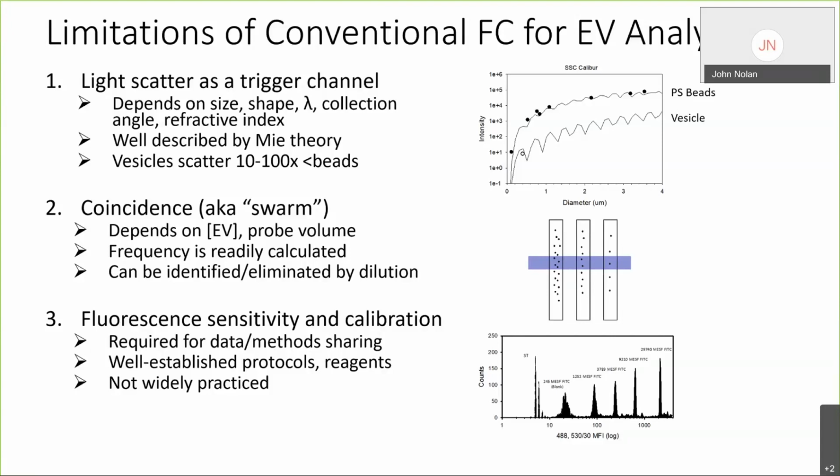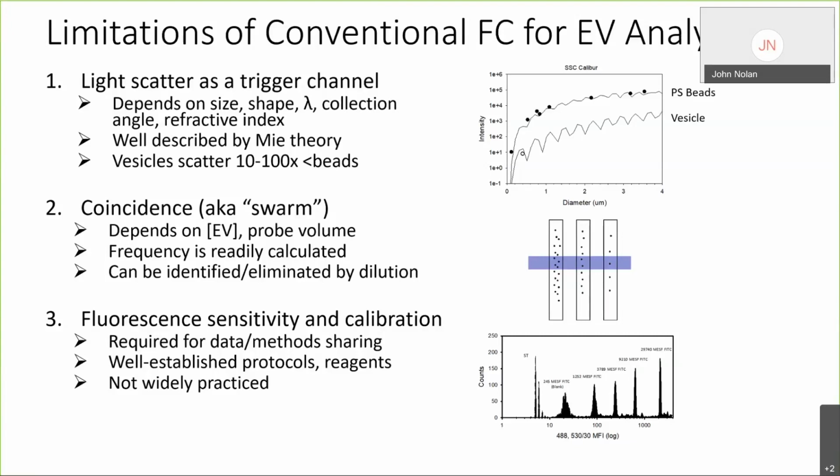The second big pitfall in flow cytometry of small particles is coincidence. This is the case where a single particle is too dim to detect. But if you fit enough of them into the probe volume of the instrument, the laser beam, you can measure something. But it won't be a single vesicle, it'll be many vesicles. So this is a coincident artifact, also referred to as swarm, is a pervasive artifact in the literature. But there are ways that you can evaluate its presence and avoid it.